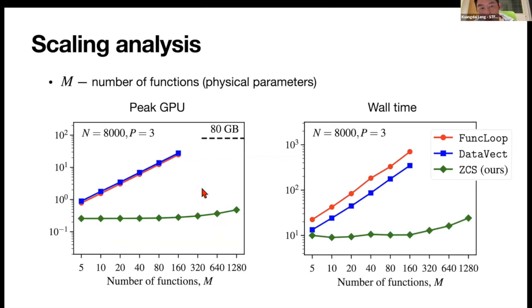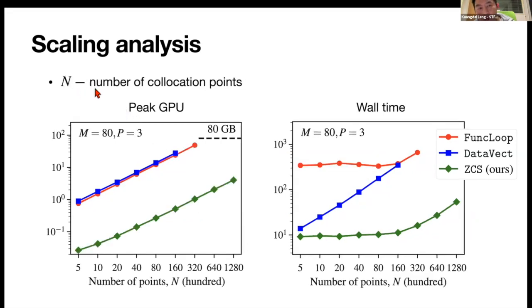So this is the most important figure in this experiment. It shows that the GPU memory almost remains constant as we change the number of functions for ZCS, while for the existing operators, it scales with the number of functions. This clearly shows that in the other two workaround approaches, the computational graph has been duplicated, and the reason is very clear. And the scaling behavior with respect to N is that all the methods scale linearly with the number of collocation points.